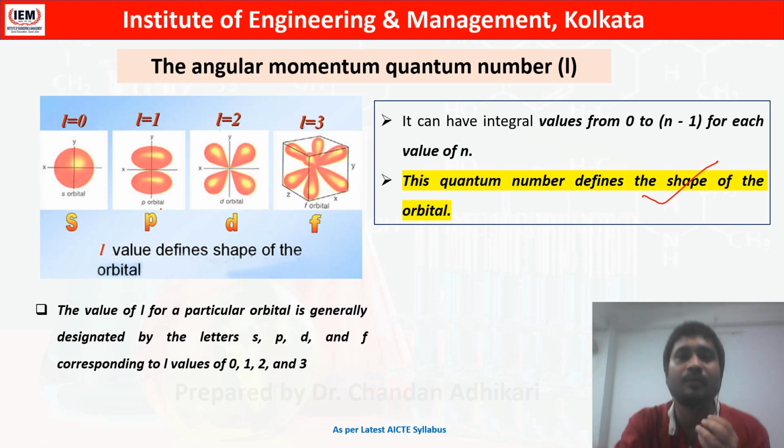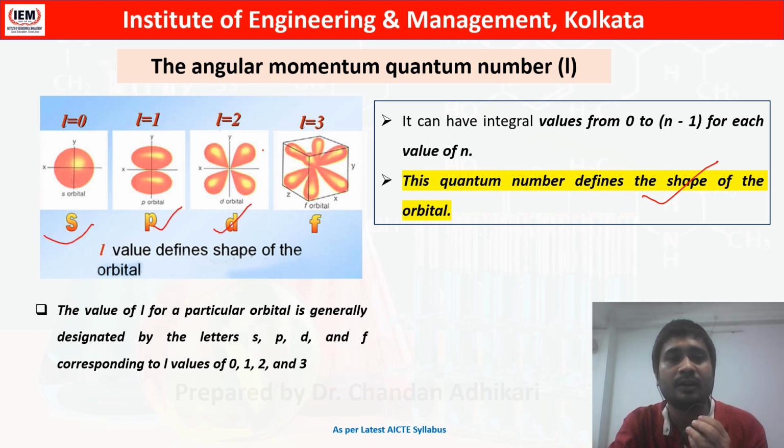We will discuss the shape of the orbitals in a separate class. I am just showing you so that you can understand that l, the angular momentum quantum number, actually tells the shape of the orbitals. If l equals 2, then it has again a different type of shape. It is known as d orbital. So the l value defines the shape of the orbitals. Again, if l equals 3, it is an f orbital which has a completely different shape.